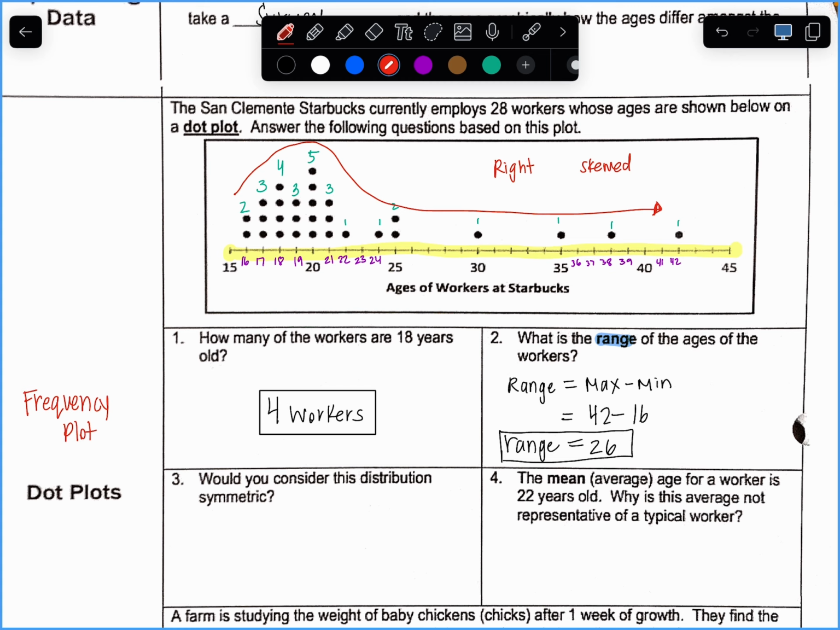Are you doing number 3? The majority of our data is on the left side. But the name goes with where the tail is going. The name goes where the tail is.